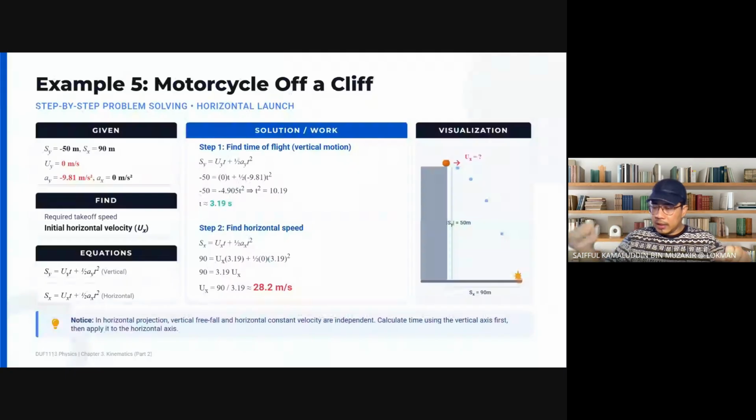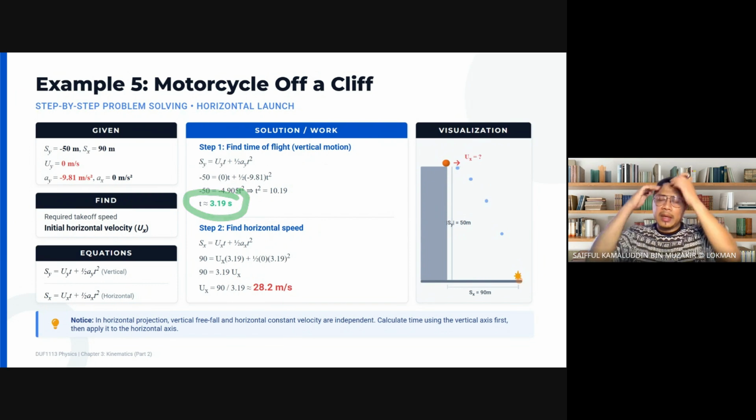Its initial velocity before it falls down is to the right. The motorcycle does not move downward at the beginning. So it is 0. T, we don't know T. Half AY. Remember, this is SY, that's why for AY we use negative 9.81 meters per second square. And we also don't know the value of T. Hit the calculator, you get this quadratic equation, and you get the time equal to 3.19 seconds.